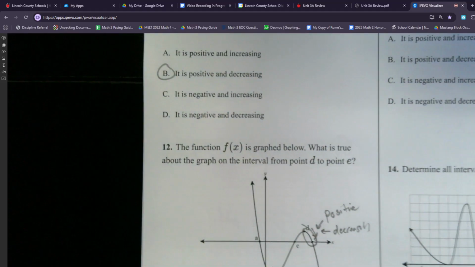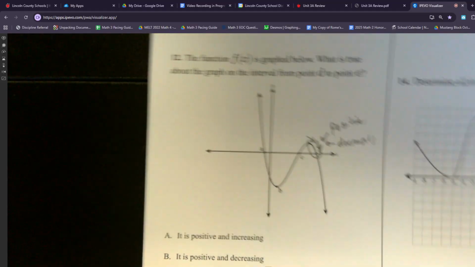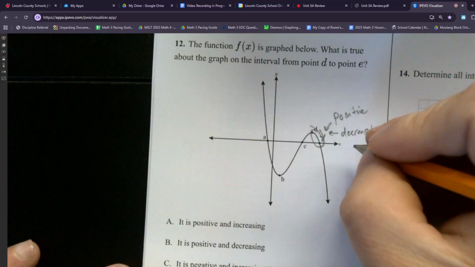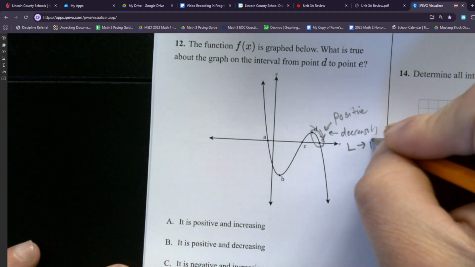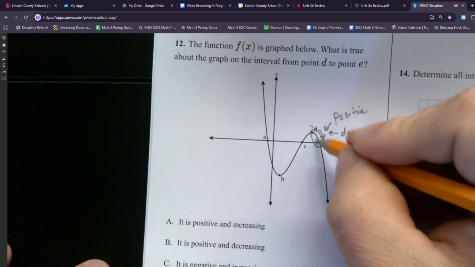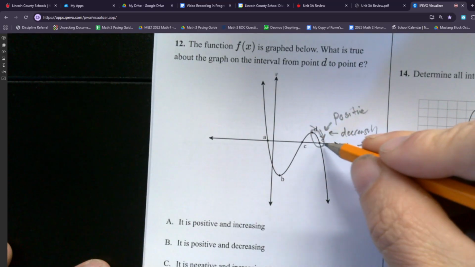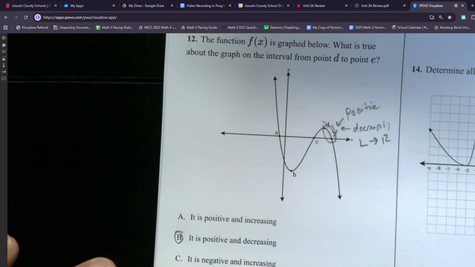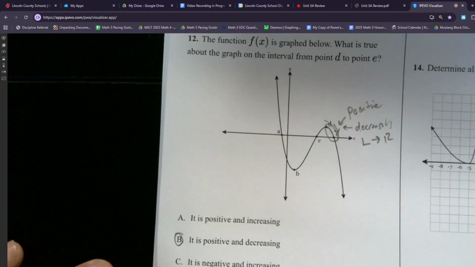So that's actually going to be the same answer as the last one. Decreasing, negative slope from left to right. It's positive because it's above the x-axis. Here's the x-axis, and it's above the x-axis, so we know it's positive. So that would actually be B, positive and decreasing.